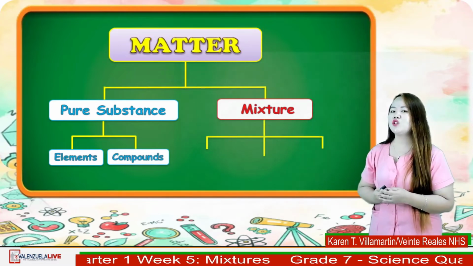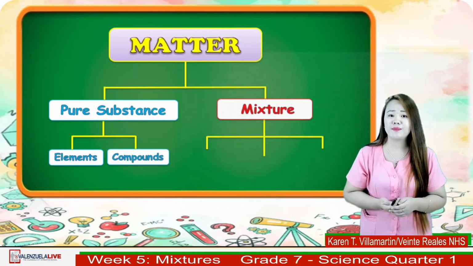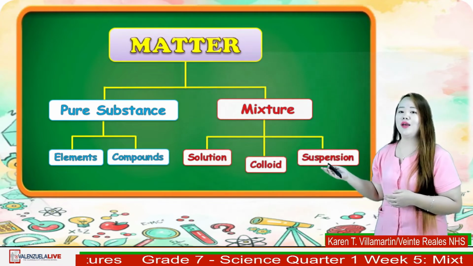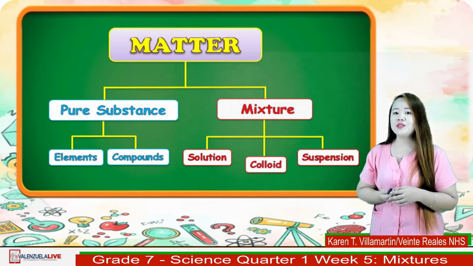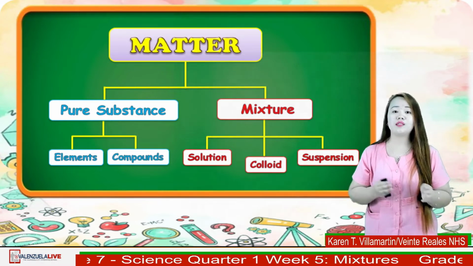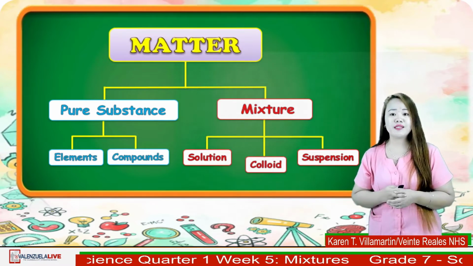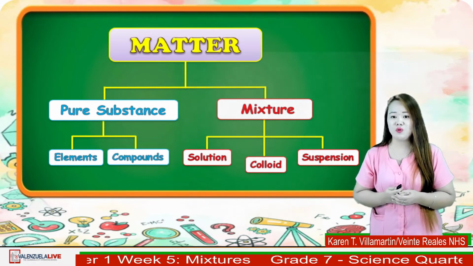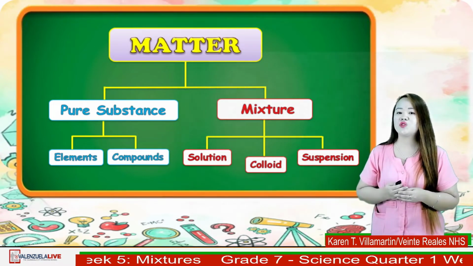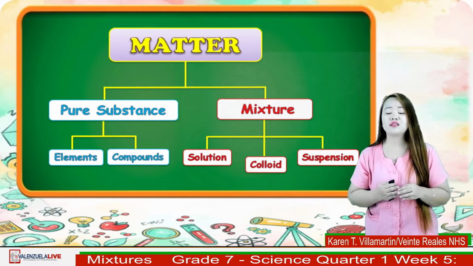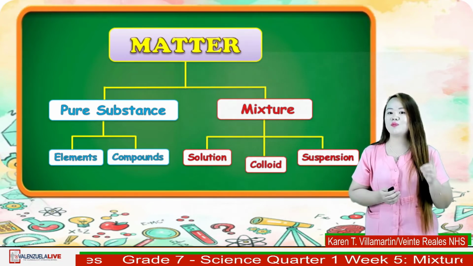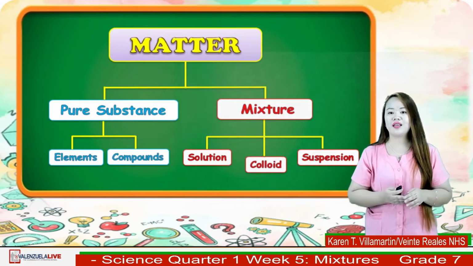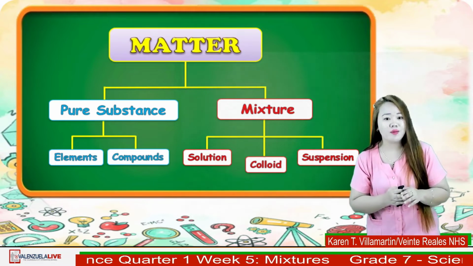Mixture is a combination of two or more pure substances. Mixture can be classified as solution, colloid, and suspension. Solution consists of solute and solvent. Solute is the substance being dissolved, while solvent is the dissolving medium. Colloid is a mixture in which the dispersed particles do not settle out. Suspension is a liquid or other substance in which solid particles are mixed but not dissolved.